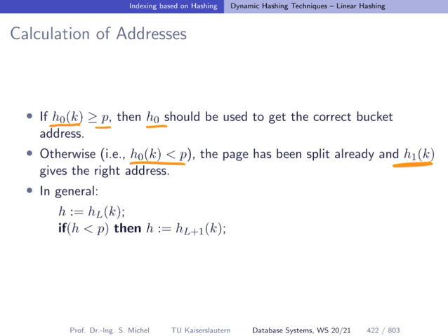In general, when we look at, now we have already doubled L times, and we decide between hash function L and hash function L plus 1, then this little statement here gives you the right place of the bucket where this key k has to be inserted.